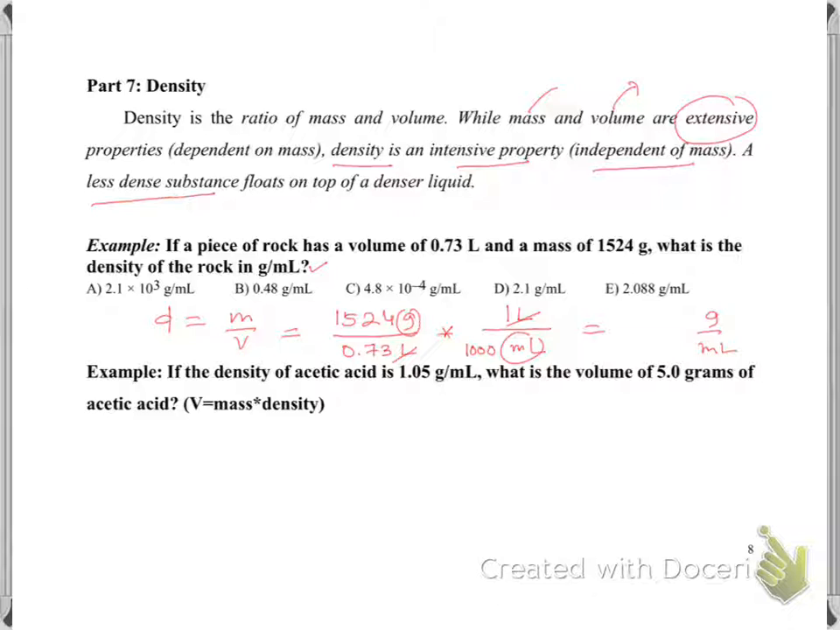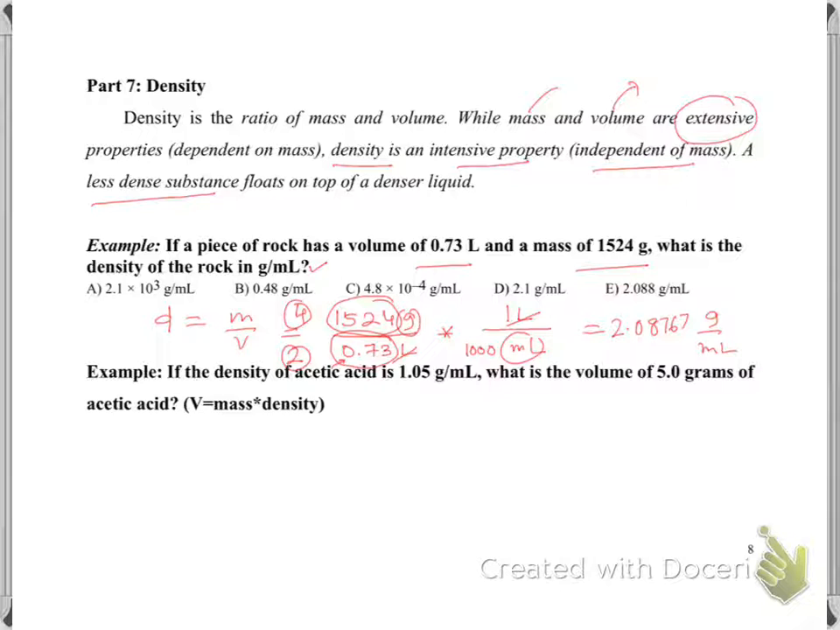So what I have to do is divide 1524 by 0.73, and then also divide it by 1000. The calculator shows 2.08767. These are my measurements. We measured the mass and the volume. That means in the answer I have to apply the significant figure rules. How many significant figures are in 1524? There are 4 significant figures. How many are in 0.73? Only 2. This 0 is not significant.